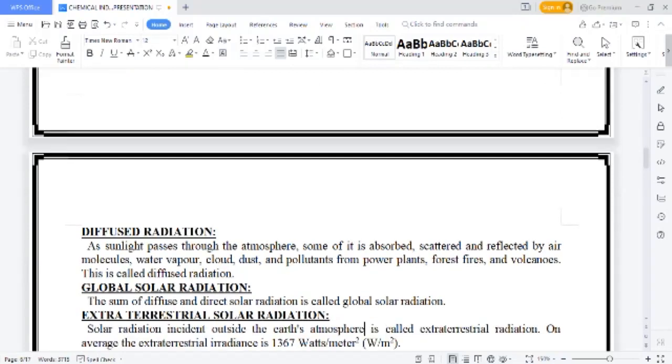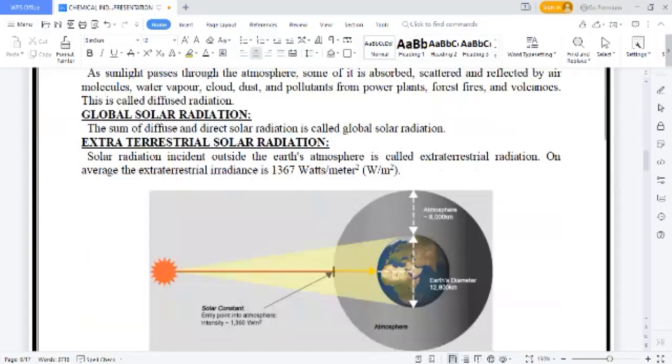Third is global solar radiation. The sum of diffuse and direct solar radiation is called global solar radiation. Now I will talk about extraterrestrial solar radiation. Solar radiation incident outside the Earth's atmosphere is called extraterrestrial radiation. On average, the extraterrestrial irradiance is 1367 watts per meter square.